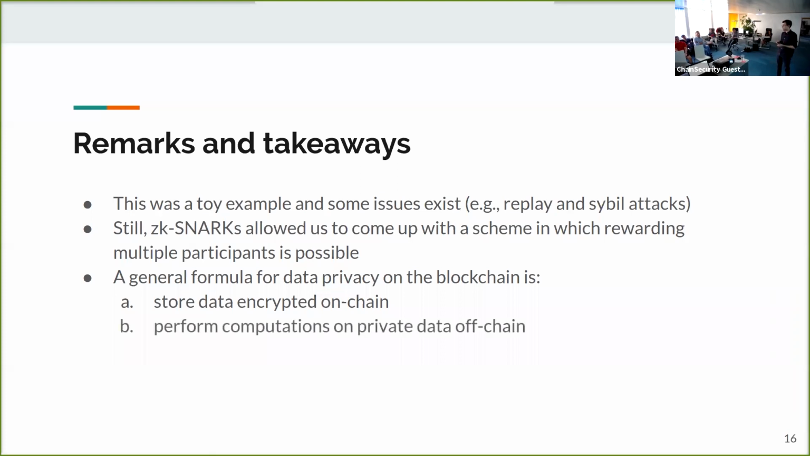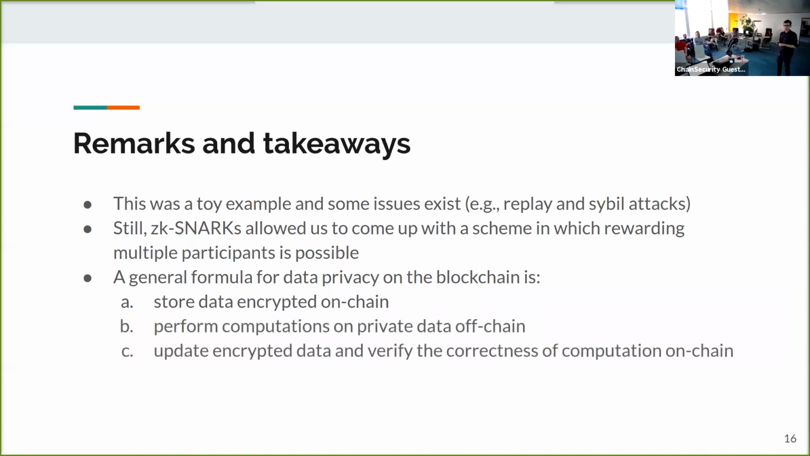If we want to compute on this data, we do this off-chain using the secrets we know. After we've done so, we send the updated ciphertext and a zero-knowledge proof that attests that we've done the computation correctly to the chain. And this proof obviously then will be verified on-chain. These ZK-SNARKs are fairly widely applicable, and in particular, Zerocash, or Zcash, is using this for providing anonymous transactions on the blockchain.